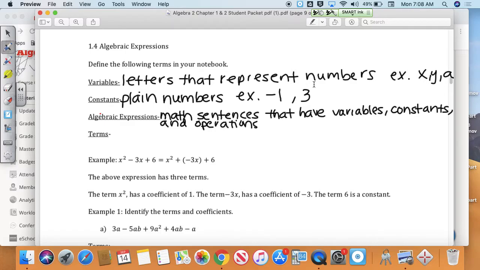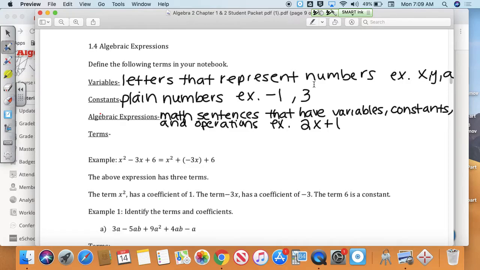For example, an algebraic expression could be something like 2x plus 1. We have a variable in this expression, x. We have one constant, 1. And then we have operations. We have 2 being multiplied by x, and then we have addition with 2x and 1. So an algebraic expression is just like a math sentence, but there's no equal sign with algebraic expressions.